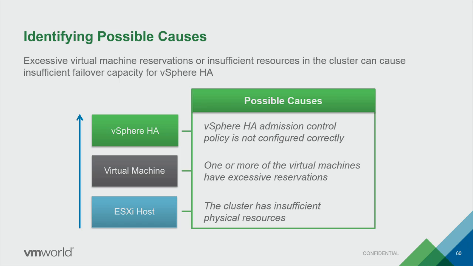If we have the HA admission control policy configured incorrectly, we may be setting aside a larger than necessary percentage of resources. We may have set a fixed slot size, and we'd want to address that.